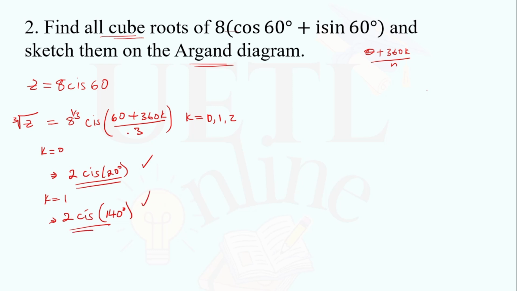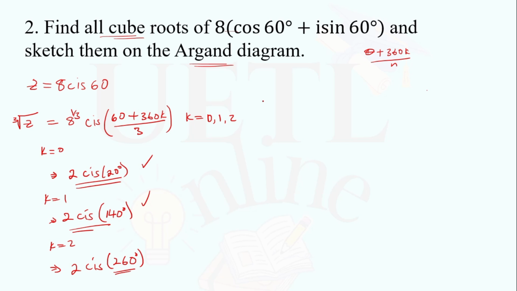Then the last one is k equals 2. We're going to say 2 CIS, then substitute k equals 2 here. After substituting that, you can see that our angle becomes 260 degrees. So this is it on these complex numbers. These are the solutions of our complex number.